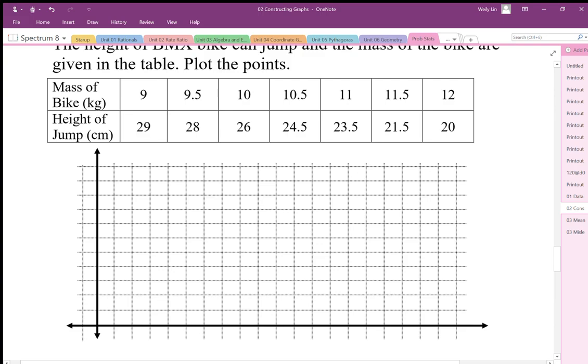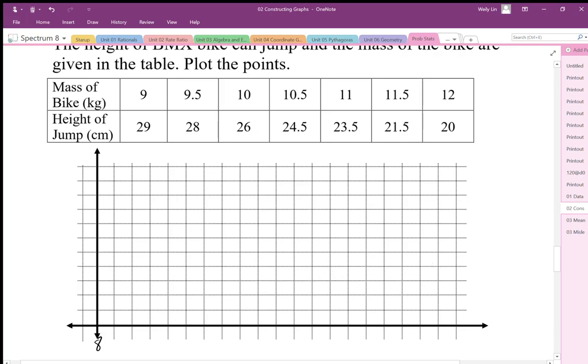Okay, so in this case here, the height is dependent on the mass. So we really should have the mass along the x-axis and the height along the y-axis. Okay, so I'm going to start my graph maybe at like 8 kilograms here, and then I'm going to go up to maybe 12, so 1, 2, 3, 4, 5, 6, 7, 8, 9, 10, 11, 12, 13, 14.